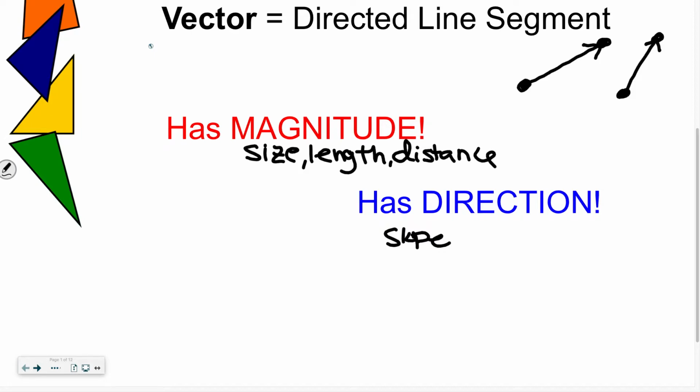And we also sometimes refer to direction angles. So we're going to see that at the end of our notes today. But slope, angles, those kind of words mathematically are going to represent our direction for our vectors.